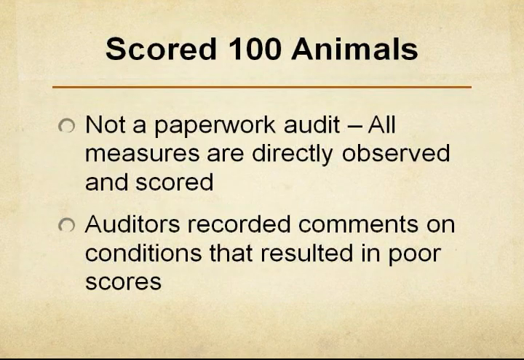And the other thing is, we score 100 animals. It's based on direct observation. It's not a paperwork audit. And I get really fed up with everything turning into a paperwork audit. I'm glad to see that the other auditing programs are now going 60-40, where 60% is out in the plant. And the other thing is, I really pound into auditors, writing good comments. That's really important.